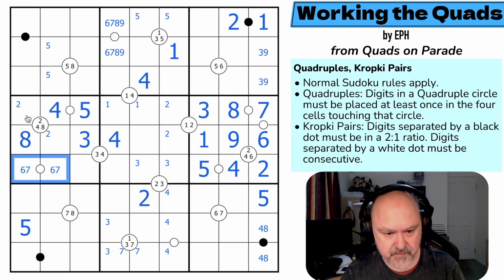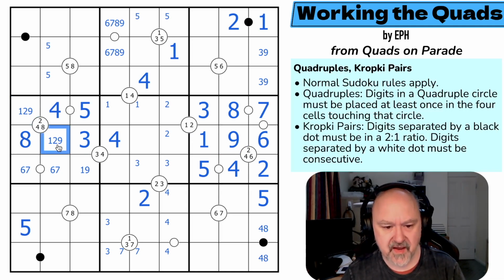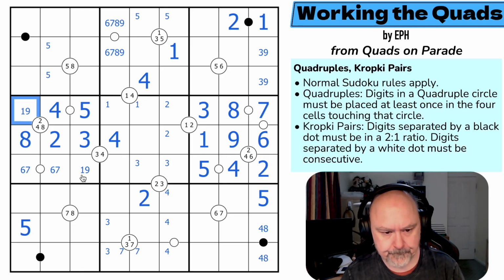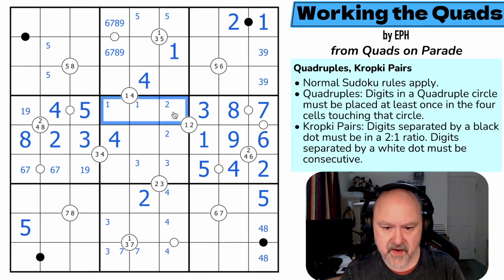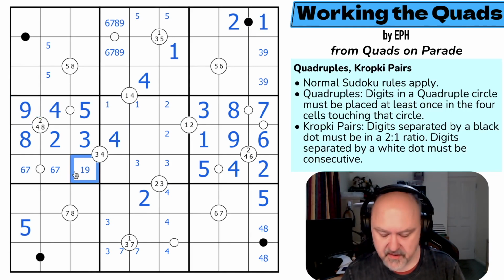This is a 6, 7 pair. So these are 1, 2, and 9. There's no 2 there. There's no 1 or 9 there. That's the 2. This is a 1, 9. And the 1 again is looking and making that the 9 and that the 1. This is a triple now.